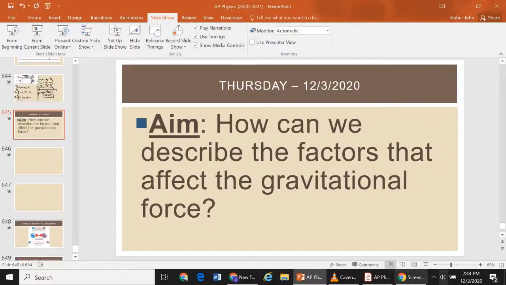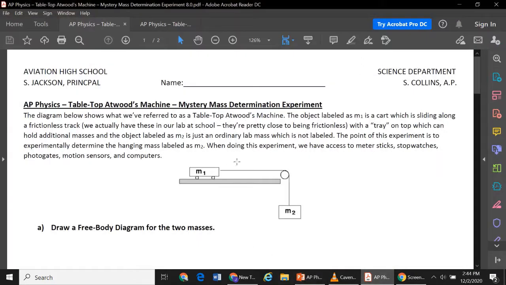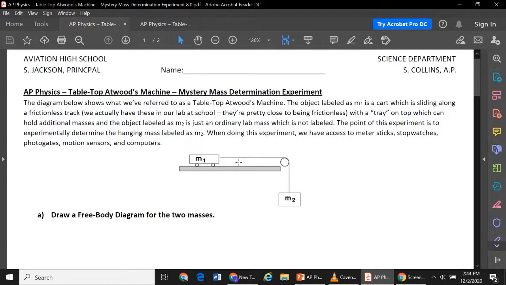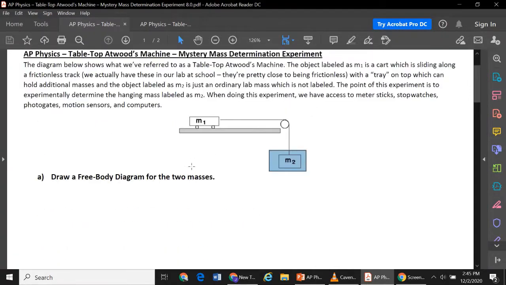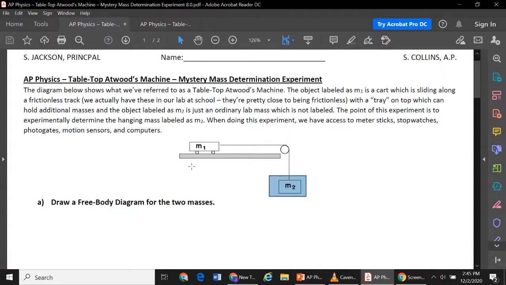So yesterday I posted a worksheet about an experiment that we usually do in class every single year. It's this tabletop Atwood's machine. And in this experiment, I asked you basically to design an experiment to measure the mass of the hanging object, which is labeled as M2 in this diagram. Part A asked you to draw the free body diagram, and part B asked you to derive an equation for the mass of the hanging object.